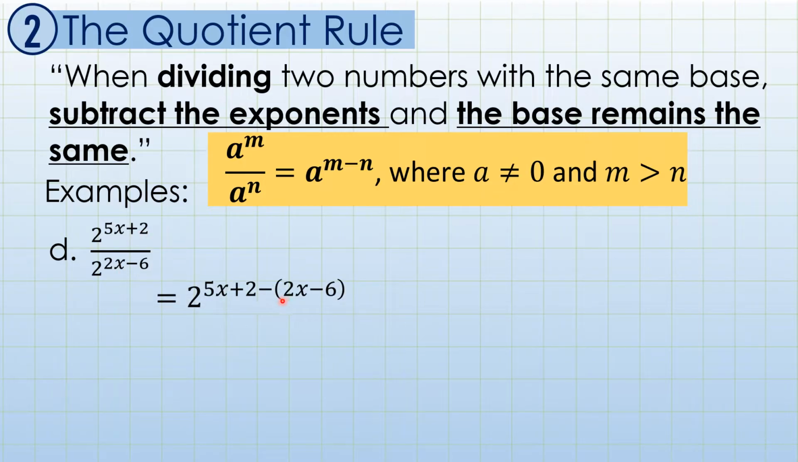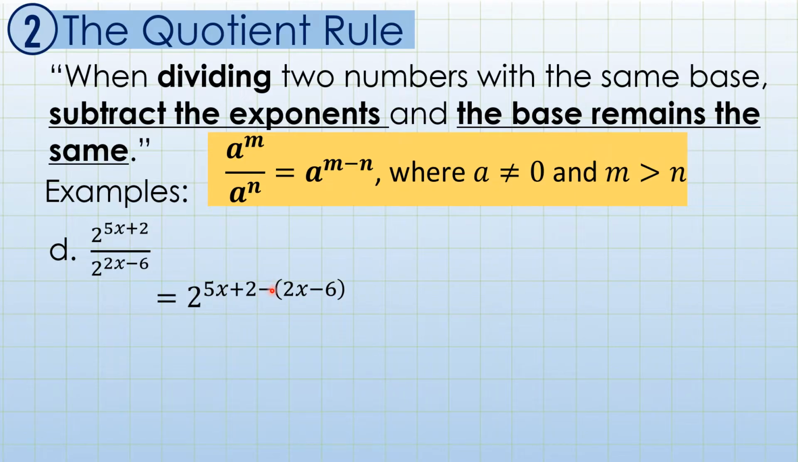Ayan. Kailangan may parentheses kasi yung exponent sa denominator ay binomial tapos yung operation niya subtraction. So again, anong gagawin dyan? Siyempre, i-simplify mo yung exponent. 5x plus 2 minus the quantity 2x minus 6. So gawin mo muna, i-distribute mo muna tong negative 1.